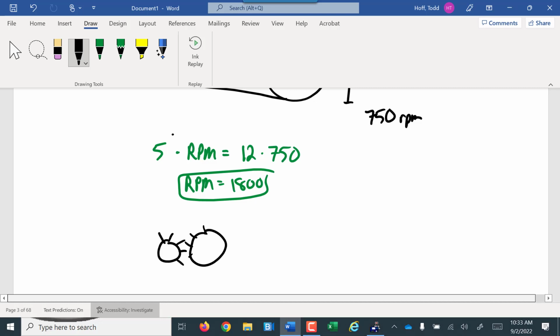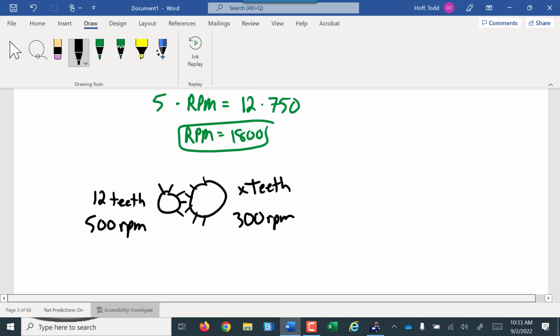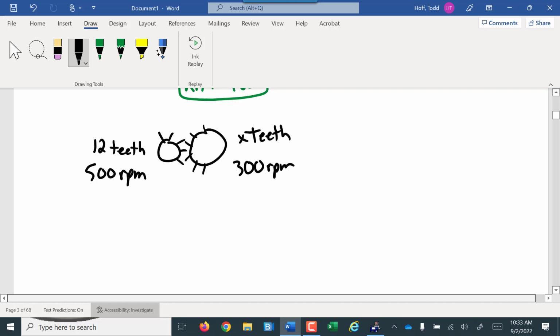I'm only going to put partial gears on here because I'm not going to get the number of teeth correct. So here we have a motor that has a gear on it with 12 teeth, and it runs at 500 RPM. It's attached to a device that needs to operate at 300 RPM. We need to figure out how many teeth it needs to have. Have you try that? We'll go over it in a couple minutes.